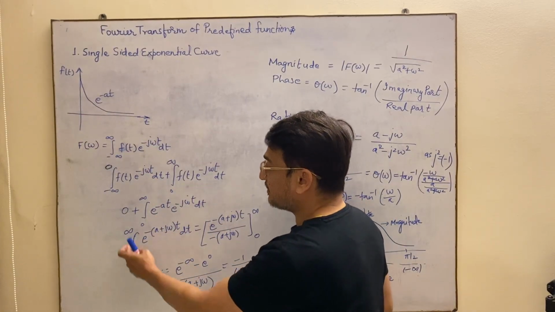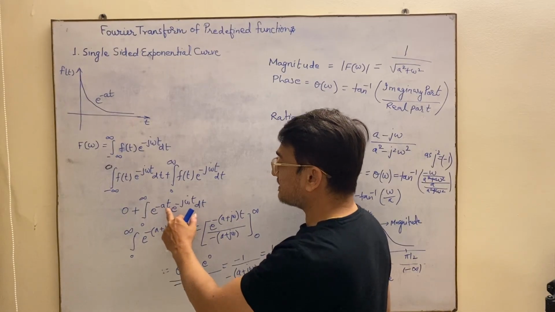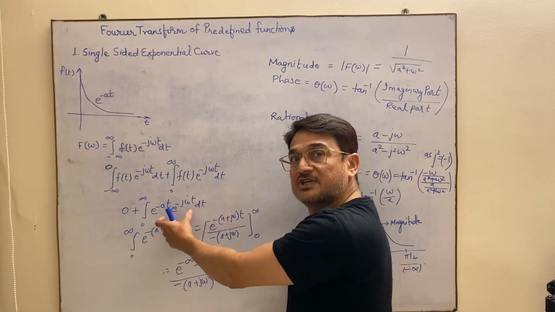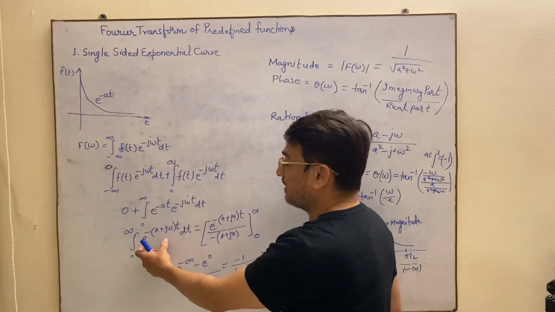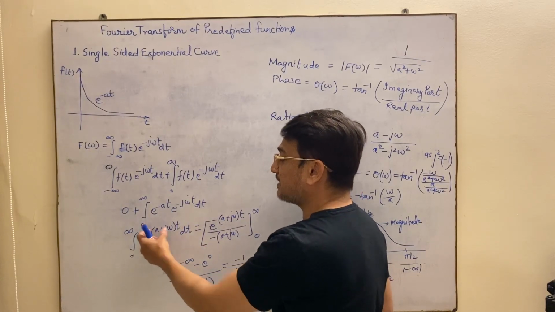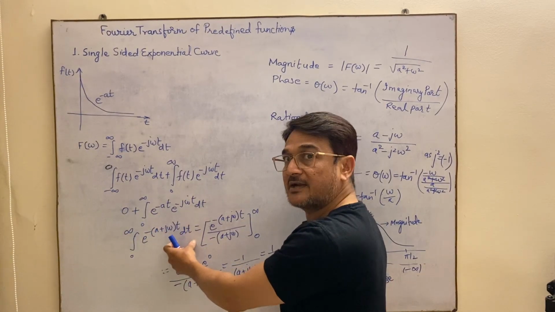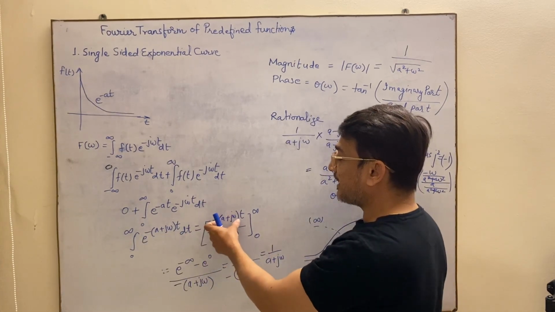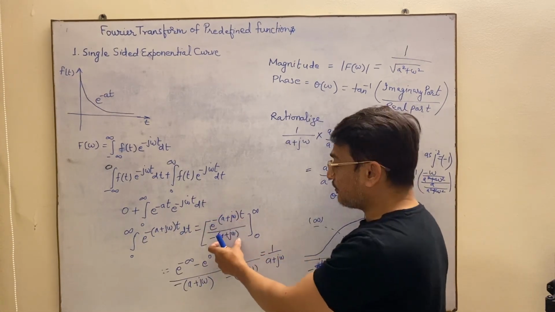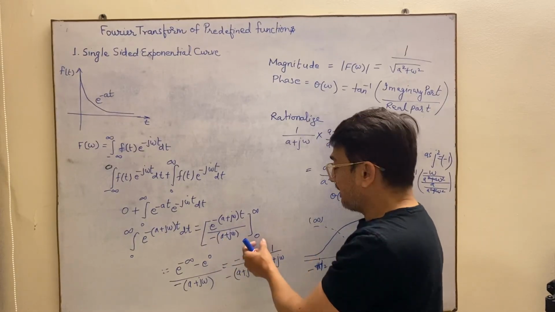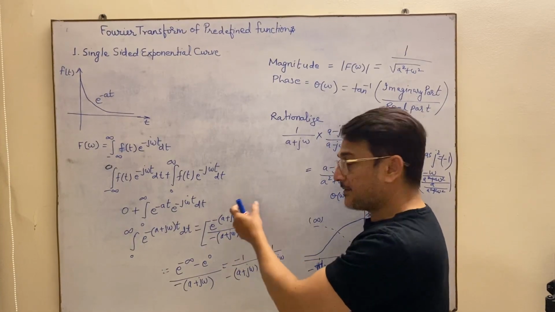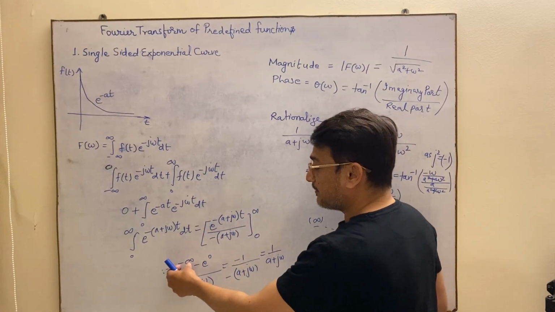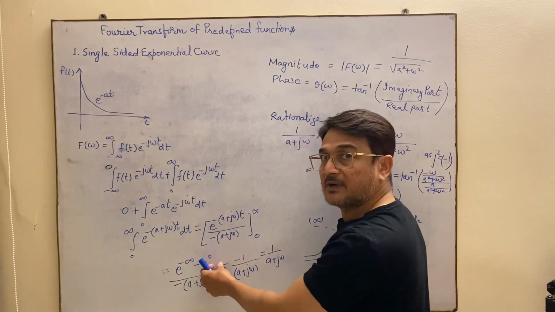So this will become the integral from 0 to infinity of e raised to the power minus at times e raised to the power minus j omega t dt. Both these exponential curves can be combined, so it will become e raised to the power minus of (a plus j omega) t dt. Now if we integrate this term, it will become e raised to the power minus of (a plus j omega) t upon minus of (a plus j omega), with the limit 0 to infinity. Now we will put the limit. So it will become e raised to the power minus infinity minus e raised to the power 0.